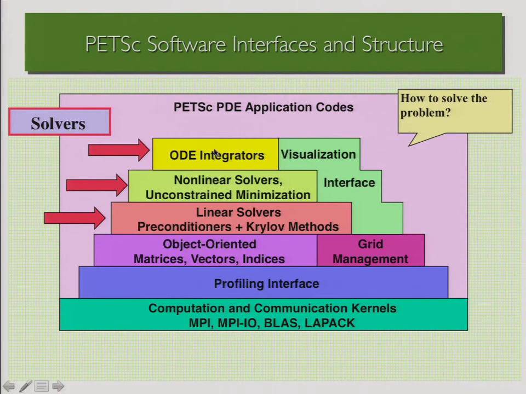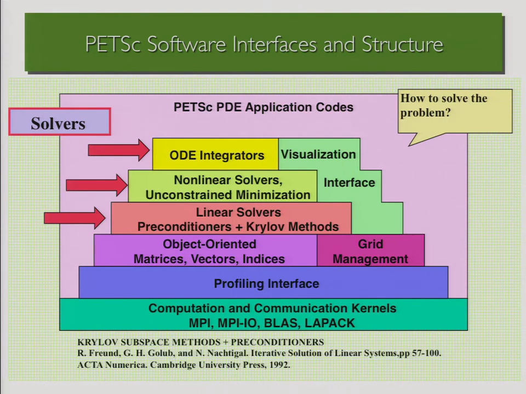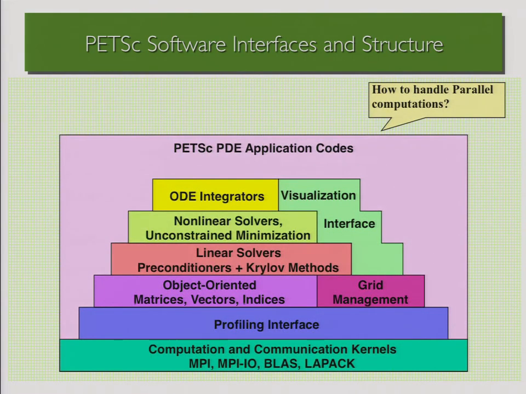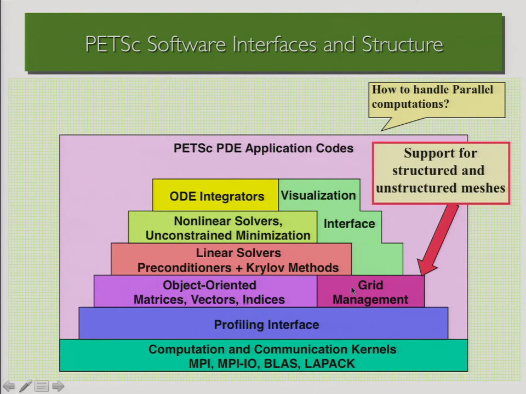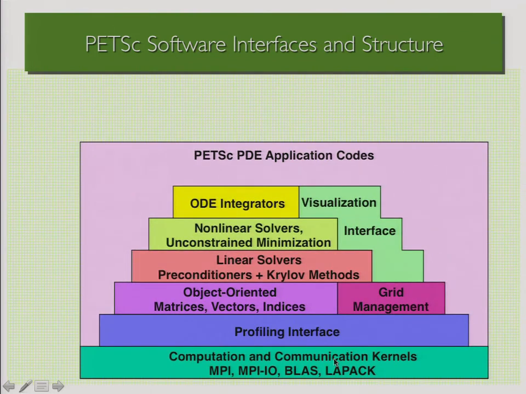And so I have these layers of the stack here, which are my collection of solvers that take those data objects and I use them to solve the problem. And so, Krylov subspace methods, preconditioners, basically PETSc encodes at least a dozen different people's PhD theses, and that expertise is packed into this. And then the last thing is, how do I implement the parallel computation? And I do this as a grid management interface and the low-level interfaces to MPI, MPI-IO, BLAS, and stuff.